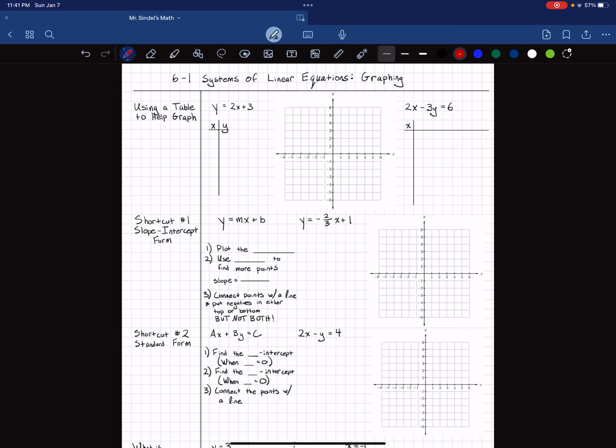This is Algebra 1, Lesson 6-1, Systems of Linear Equations, Graphing.